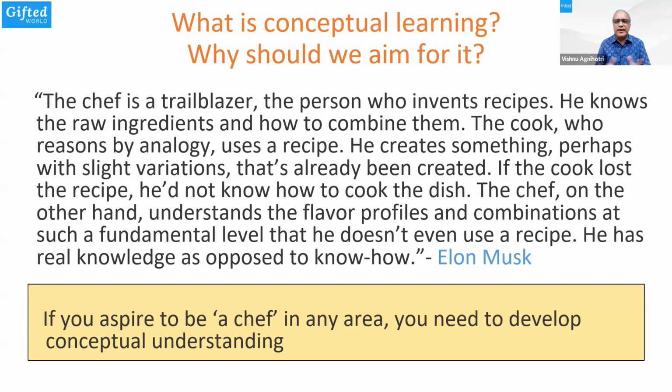So he knows the raw ingredients, how to combine them. The cook reasons somewhat differently, uses a recipe and follows that recipe. Cooks are important. We are not running down cooks here. But if the cook lost the recipe, he would not know how to cook the dish. Or he may remember it, but he may not be able to do something new with it. The chef has a deeper understanding and can do a lot more, right?